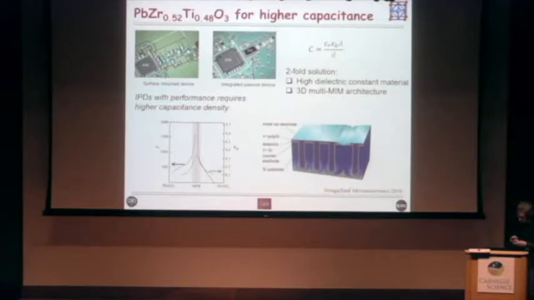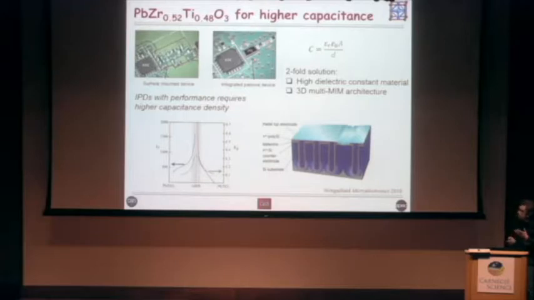Why do we do this? It's so indicated, or it might be indicated if I could get it to work here. Surface-mounted devices take up a large area on PCBs. If you replace them with integrated passive devices, much smaller footprint, but to get the same performance, you need to increase, for example, the capacitance density.